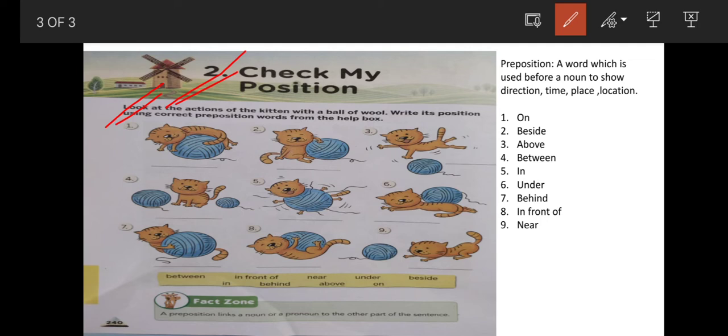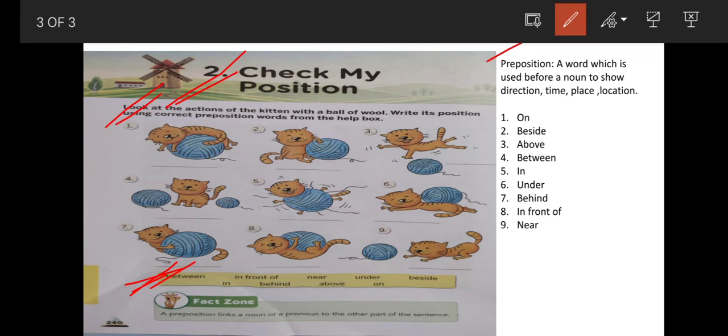The cat is at which position from the wool, and to find out the correct position we have to use preposition words from the help box. Here in this help box the prepositions are given. We have to find out the correct prepositions, that is the position of the cat from the ball of wool. First of all, let us discuss what a preposition is.